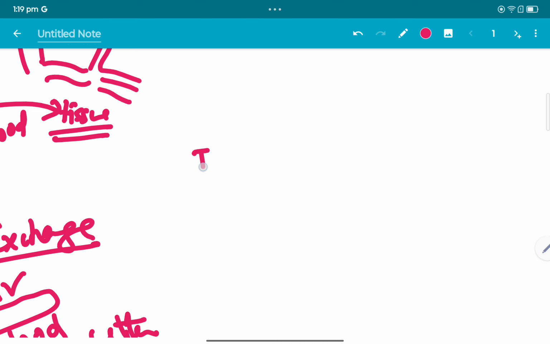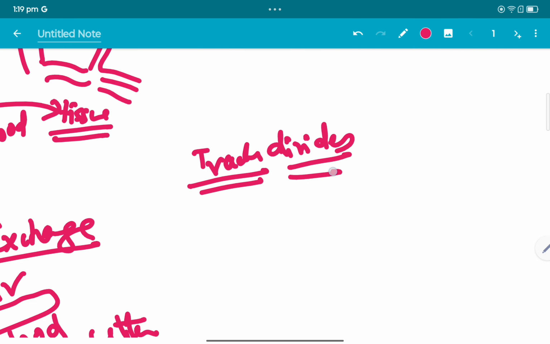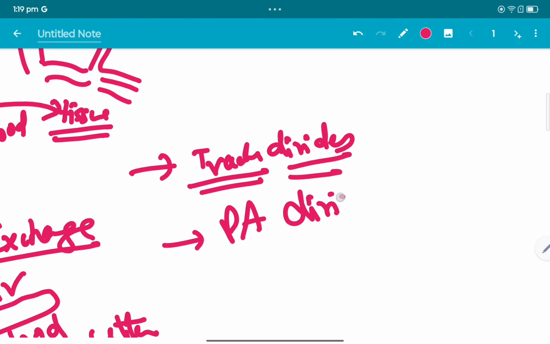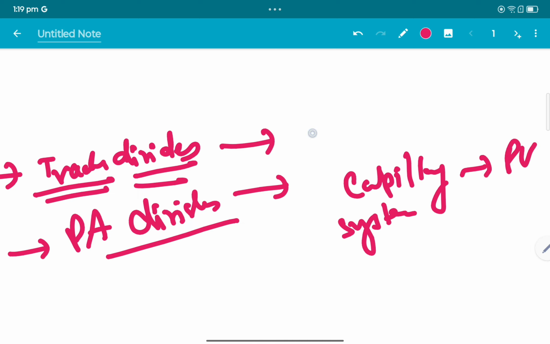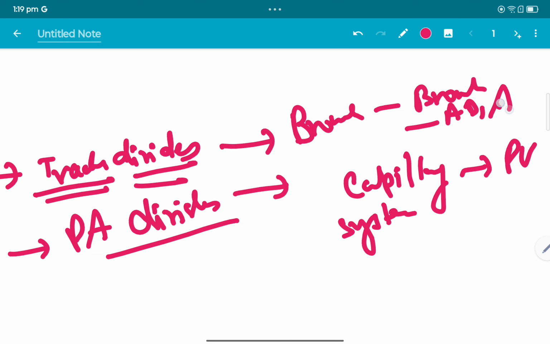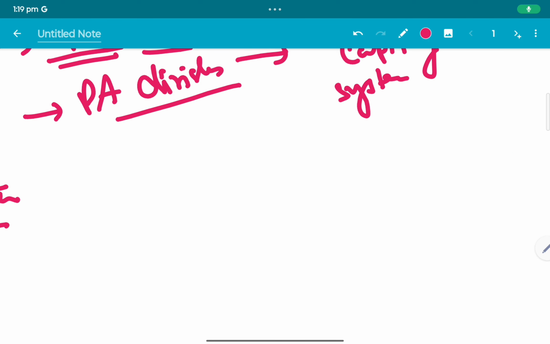So the trachea divides into branches. Similarly, the pulmonary artery divides multiple times into the capillary system until it drains into the pulmonary vein. And the trachea divides into bronchi, bronchioles, alveolar ducts, alveolar sacs. Majority of the compartmental distribution of lung volume occurs in the respiratory zone.